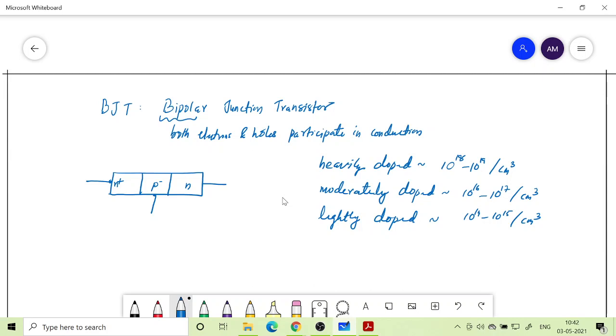And there are two junctions because there are 3 regions of material. So I call this the emitter, this the base, and this the collector. The first junction here is called the emitter base junction, so you have the EB junction, and you also have a junction between base and collector, which you can call the BC junction.